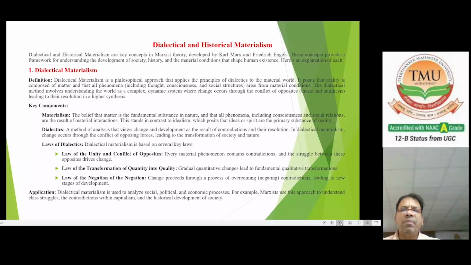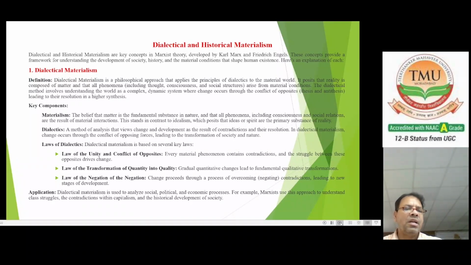Next, we come to the important topic called dialectics and historical materialism. Dialectics and historical materialism are key concepts in Marxist theory developed by Karl Marx and Friedrich Engels. These concepts provide a framework for understanding the development of society, history, and the material conditions that shape human existence. Here is an explanation of each one.